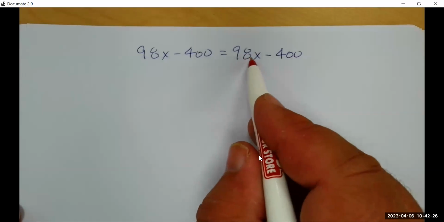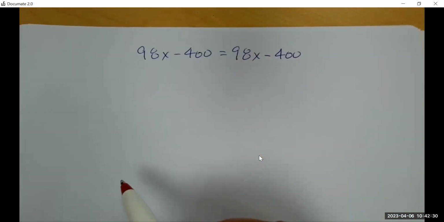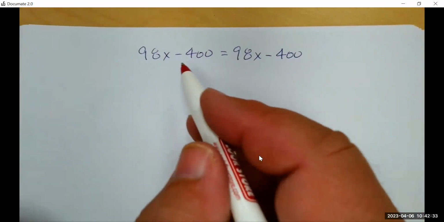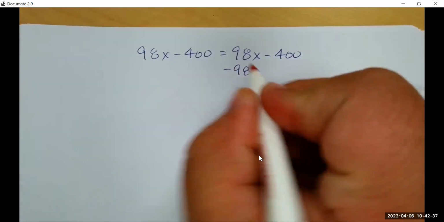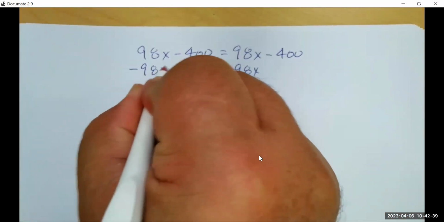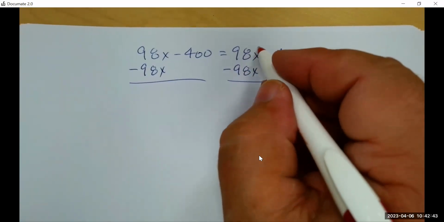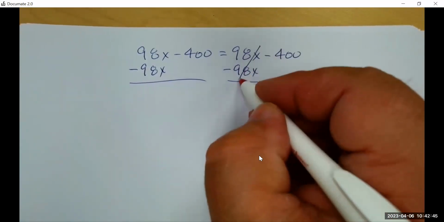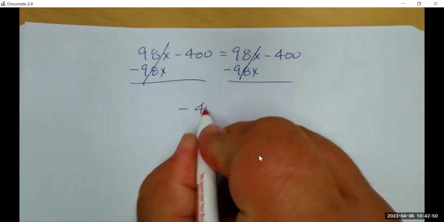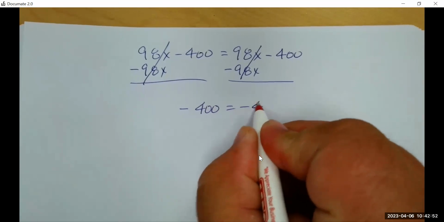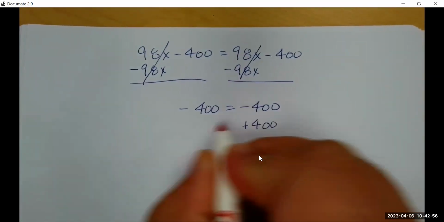So how do we move 98 over? Remember, it's a process of opposites. Whenever you move it, I have to get rid of it, so I change it to a minus. Very good. 98 minus 98 is 0. So I have minus 400 equals minus 400.